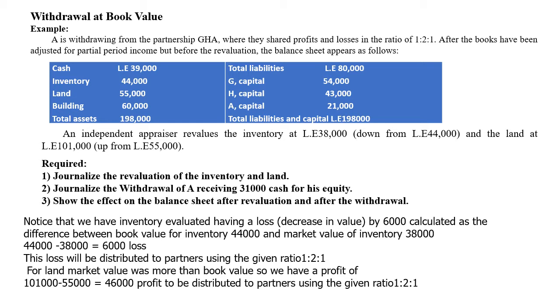When a partner is leaving the partnership, withdrawing from the partnership, he gets his rights from the assets according to its market value, not according to its book value. So we need to reevaluate the assets. If we have an increase in the value of one of the assets, we consider it as profit. In case of a decrease in the value of one of the assets, we consider it as loss. Whether we have profit or loss, it would be distributed to the partners according to the way they agree to distribute profits or losses between them.